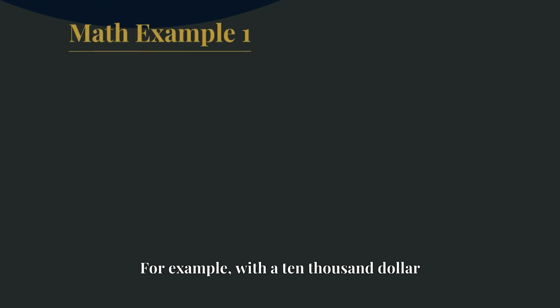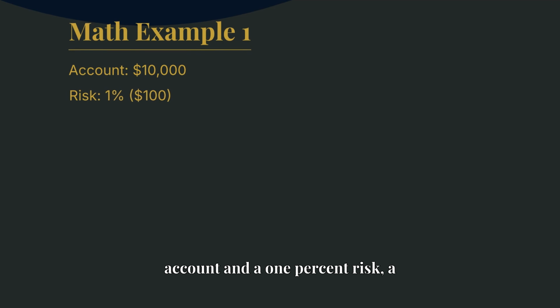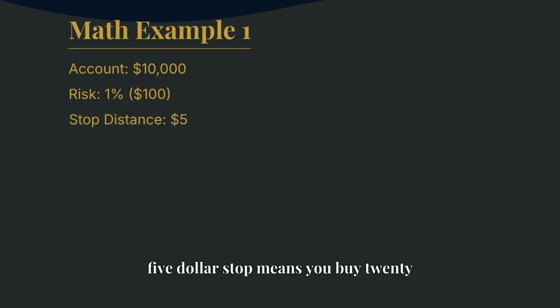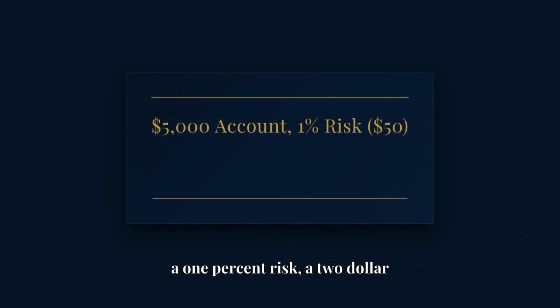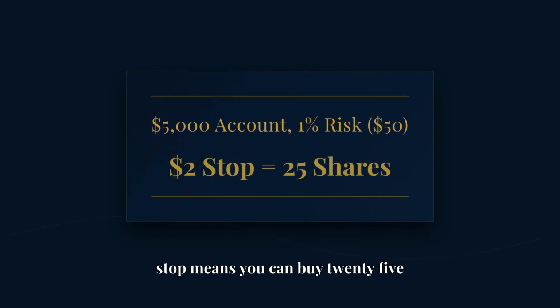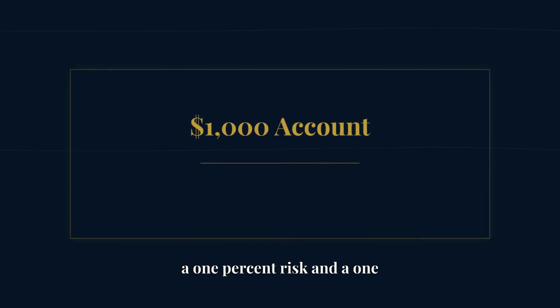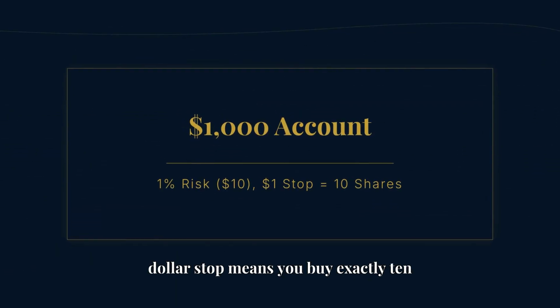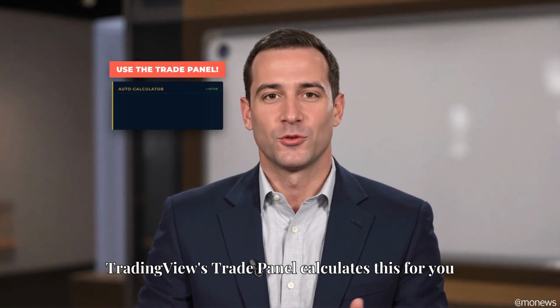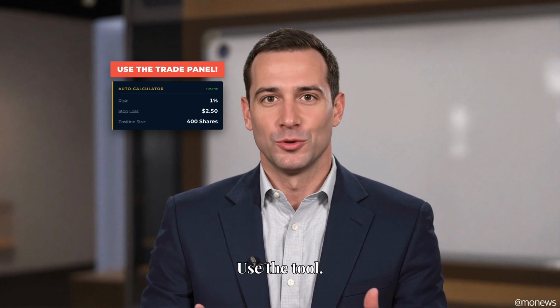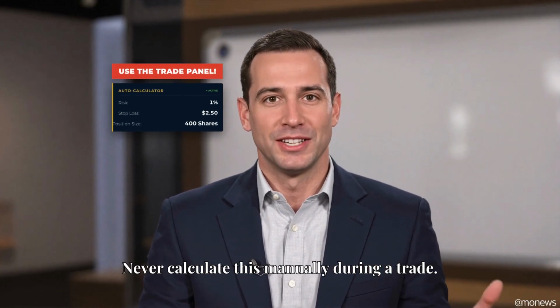For example, with a $10,000 account and a 1% risk, a $5 stop means you buy 20 shares. With a $5,000 account and a 1% risk, a $2 stop means you can buy 25 shares. And for a $1,000 account, a 1% risk and a $1 stop means you buy exactly 10 shares. TradingView's trade panel calculates this for you automatically. Use the tool. Never calculate this manually during a trade.